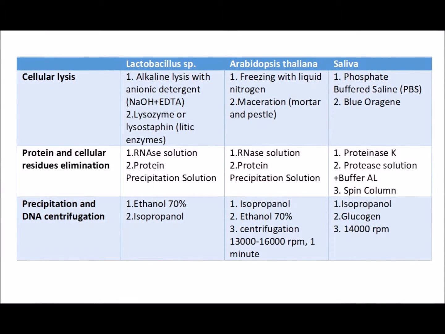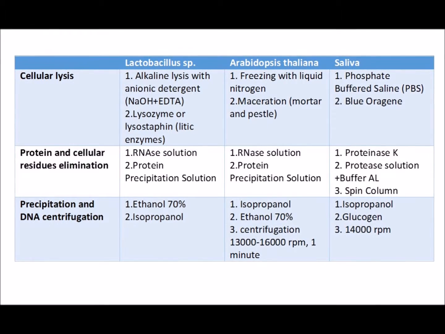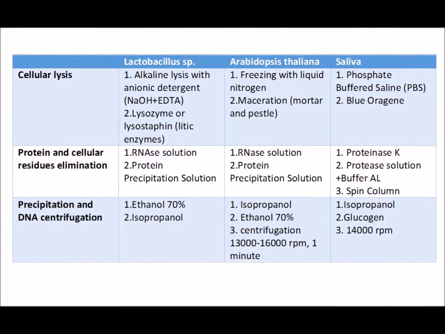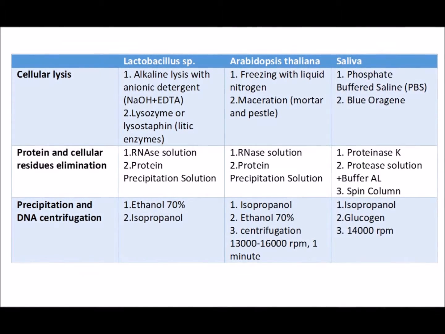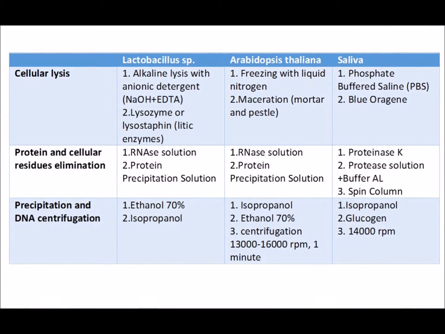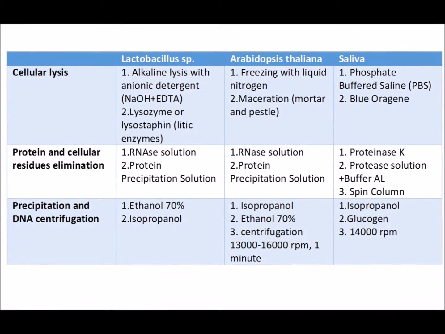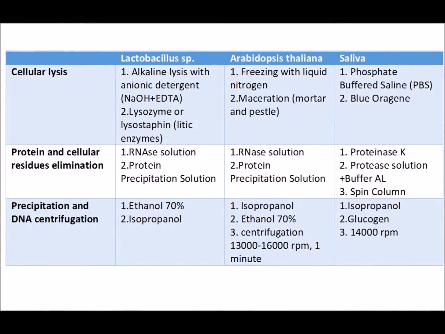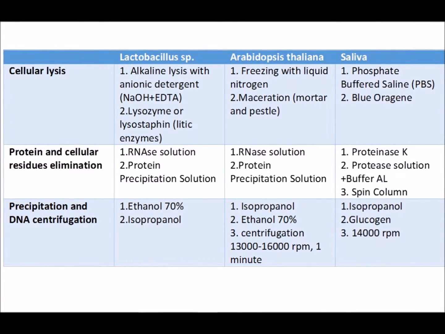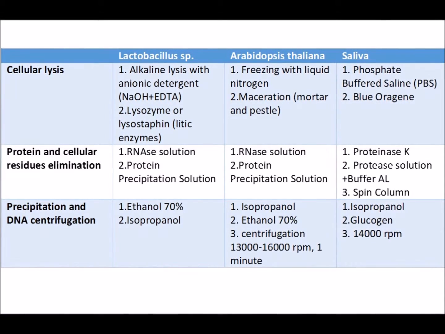To avoid the pollution, the PBS and blue origin chemicals help to separate the cells from the other components present in the mouth and help to perform the cellular lysis. For the protein and cellular residues elimination, some common steps such as protein precipitation solutions, RNase solutions, and proteinase K addition are made. The precipitation and DNA centrifugation are common steps, as the material that is going to be precipitated is already DNA, and it's common for all these organisms and cells.